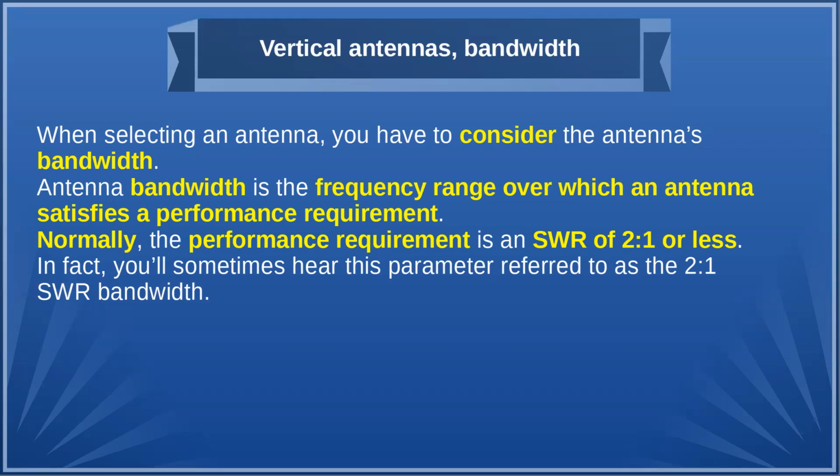When selecting an antenna, you need to consider the bandwidth. They define it as the frequency range over which the antenna satisfies a performance requirement, which is kind of up to you. A lot of times they'll say an SWR of 2:1 or less. A lot of manufacturers will specify their antennas that way. My vertical, that's what they claim. And when I've measured it, it's always below 2:1, not by a lot. Depends on the band.